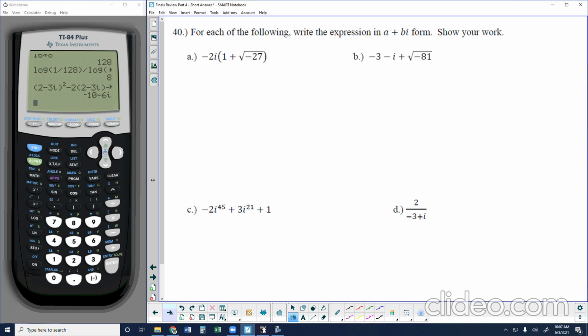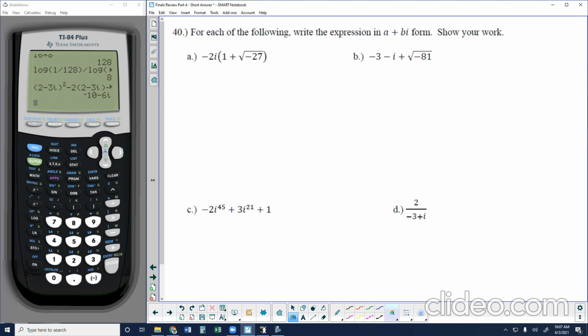Taking a look at problem 40, it says for each of the following, write the expression in the standard form for complex numbers, a plus bi form, and show your work. So we need to simplify each of the expressions and put them in that given form.